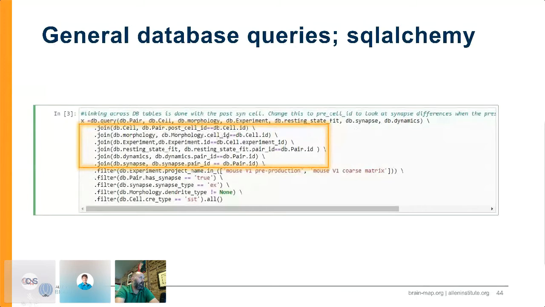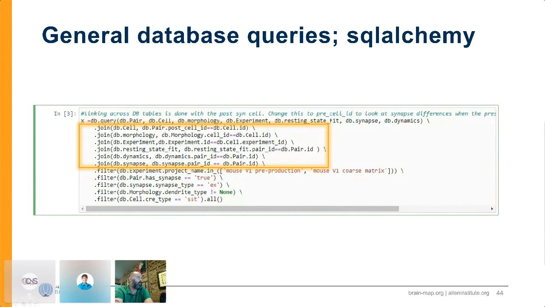One important point here is that in this pairing, I'm relating to the post cell ID, whereas I could have also related to the pre-cell ID. Again, pre and post is the jargon I introduced earlier for presynaptic cell and postsynaptic cell. So depending on whether you're interested in the pre or the post, you need to select how to do the joining.